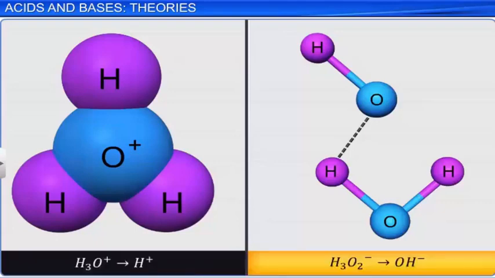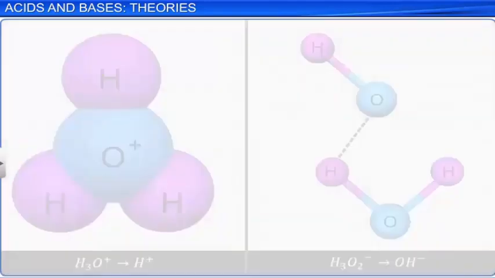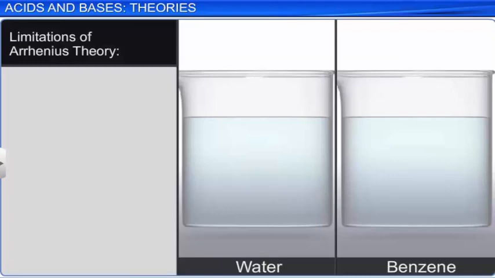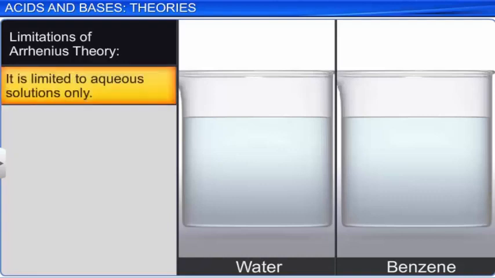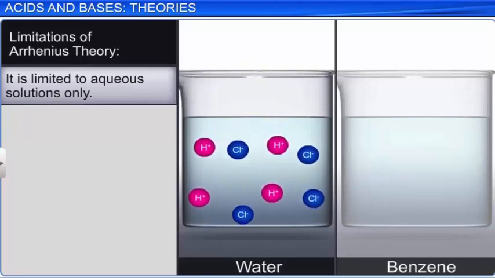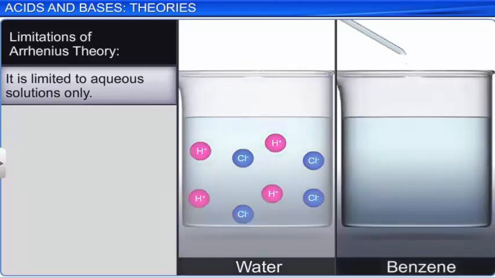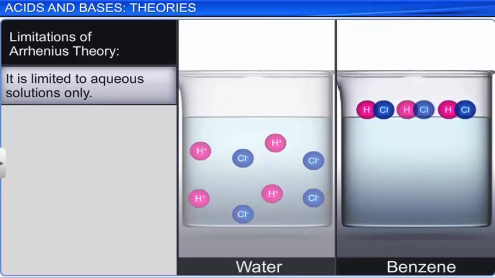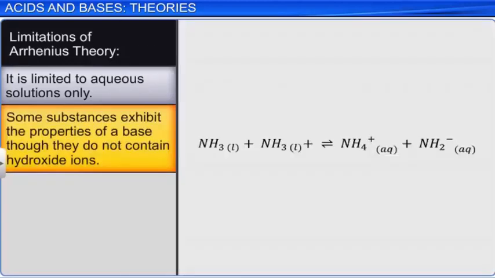However, the Arrhenius theory of acids and bases has some limitations. It is limited to aqueous solutions only. For example, HCl is considered an acid only when it is dissolved in water and not in some other solvent such as benzene. Some substances exhibit the properties of a base though they do not contain hydroxide ions. For example, liquid ammonia behaves as a base although it does not contain any hydroxyl group in it.